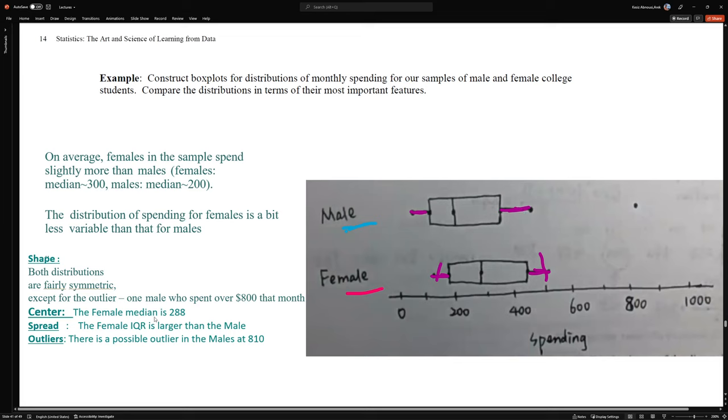And the center, the female median is this. The possible outlier is over here for males. The IQR is larger for females, which IQR is all this.